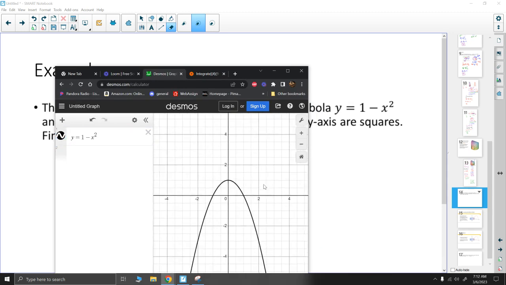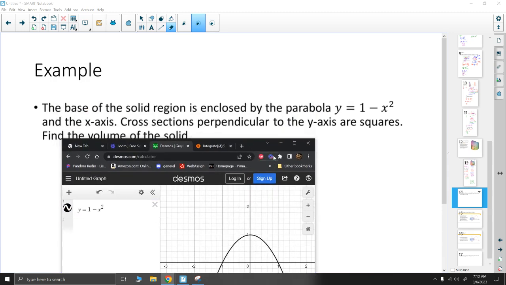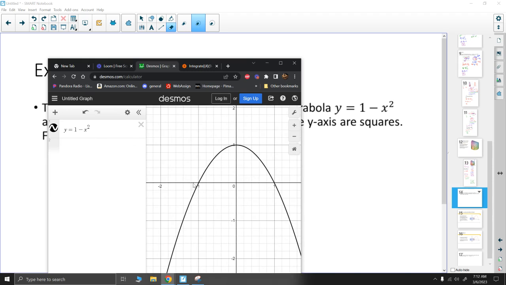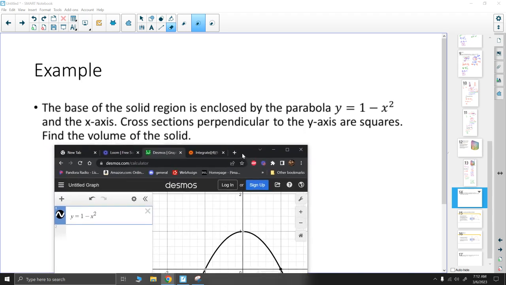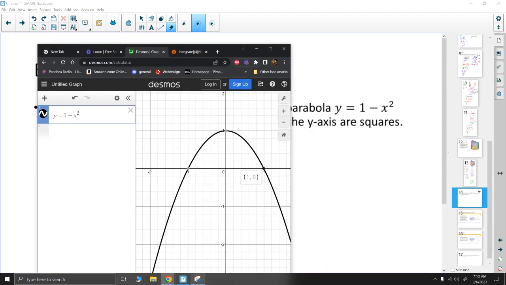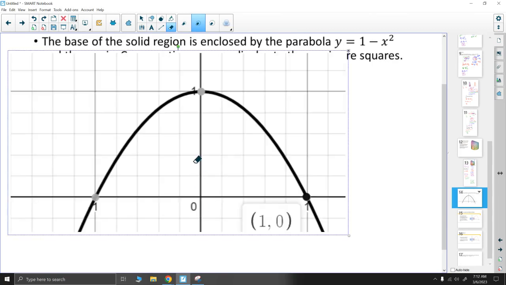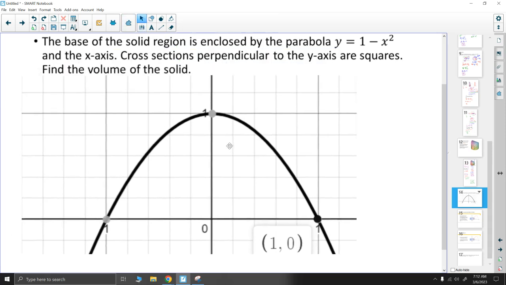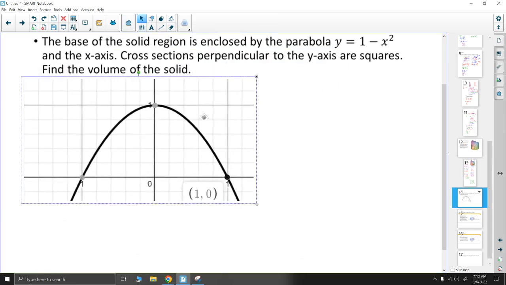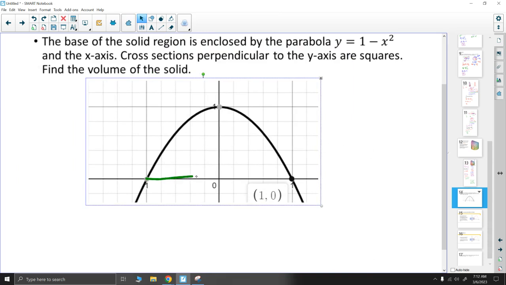Okay, so here's our base, and we want it bounded by the x-axis. So essentially it's just from this point up. So it's this little thing here. So that's the base. Now cross sections perpendicular to the y-axis. So that is to say, let's go ahead and do this. Okay, so cross sections along this value here. Let's shrink this down just a little bit. Okay, so the cross sections along the y-axis, like these, are squares.